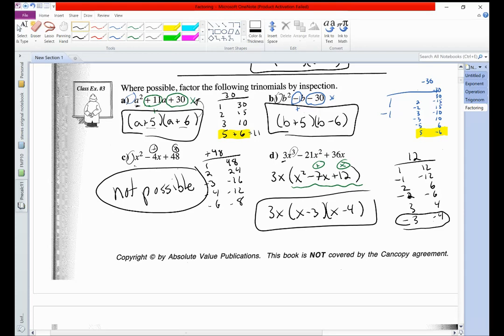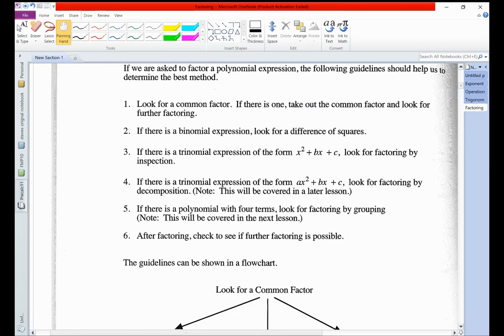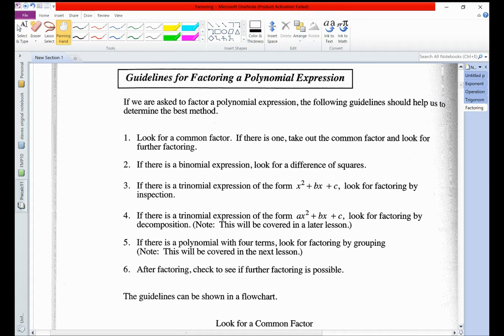Awesome. So that's factoring by inspection. It only works if your trinomial is x squared plus bx plus c, where you don't have a constant out in front of that x squared term, and x squared is your highest or largest exponent. There's a really nice step-by-step list and a flowchart for factoring polynomial expressions. So this is a good thing to follow or have open as you're factoring.